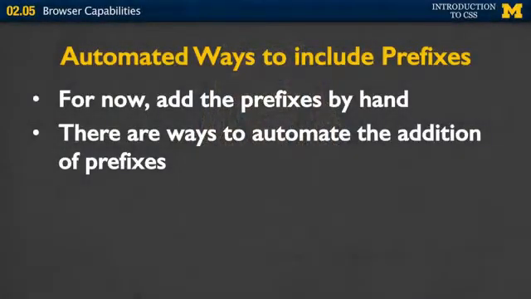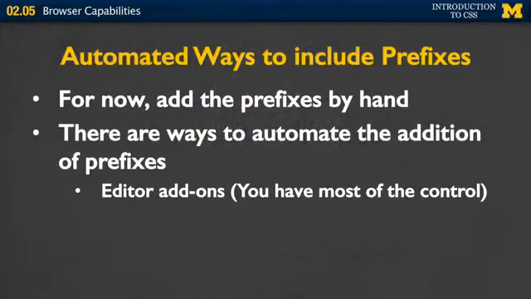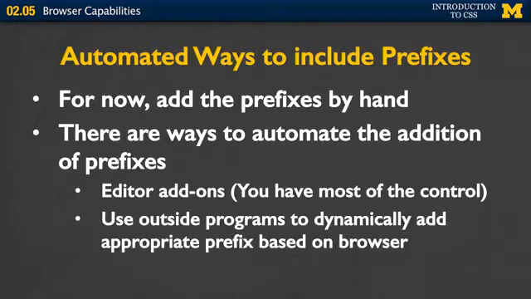As you become more experienced and maybe you want to try different things, there are ways to automate the addition of those prefixes. If you're using an editor such as Sublime, you can actually put little packages on there where you can control whether or not you want Sublime to add on those prefixes whenever they see different properties. You can also use outside programs that will dynamically change your code as people load it to only put in the prefixes that they need. If you remember in my example, even though I was using Chrome, my style sheet still had all the different prefixes. This would automatically only add the ones you need. Again, these are kind of cool, but let's not worry about them right now. For now, let's focus on the basics.